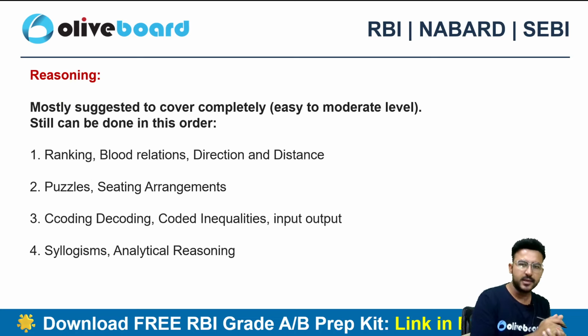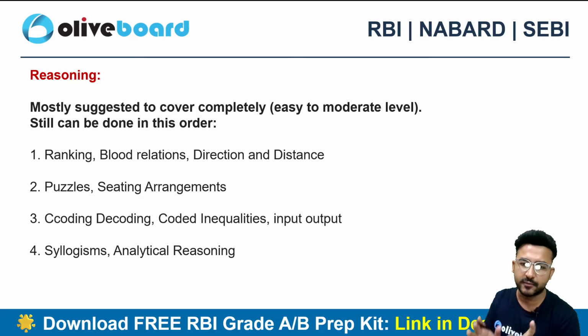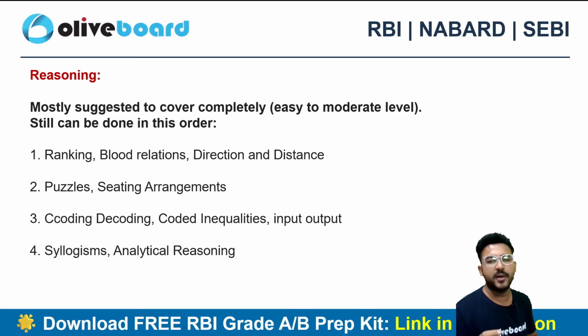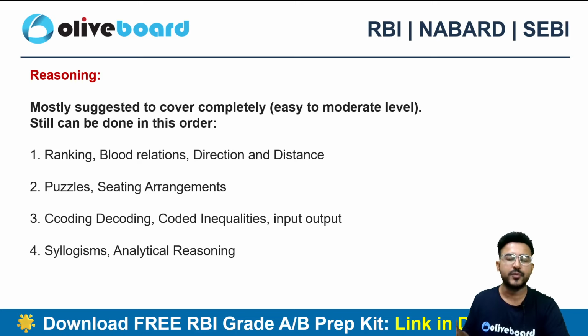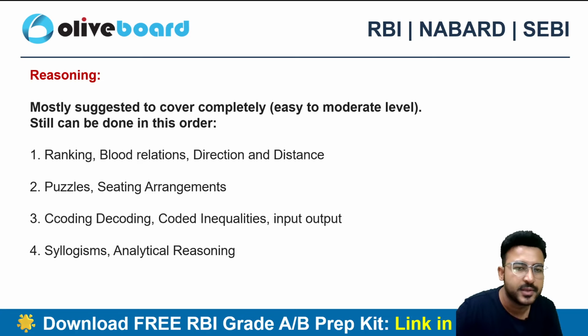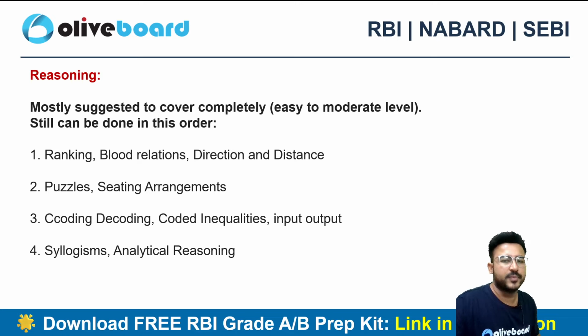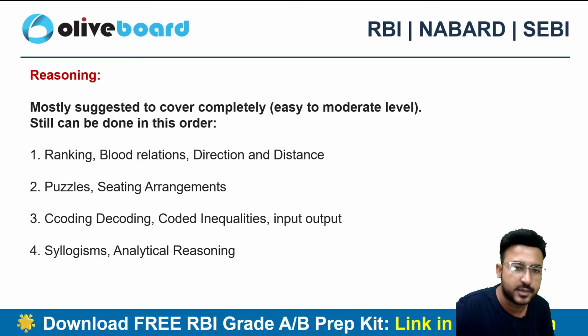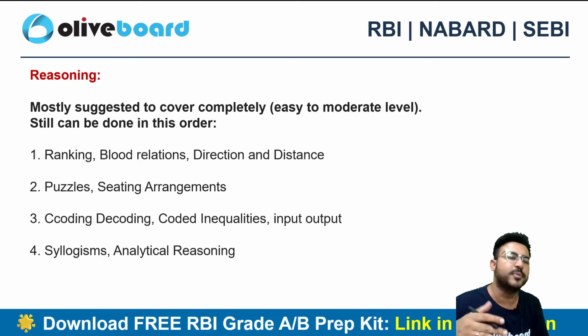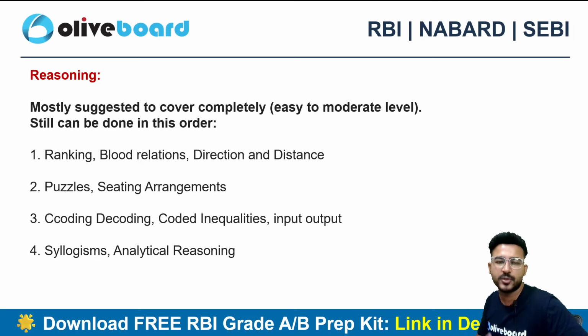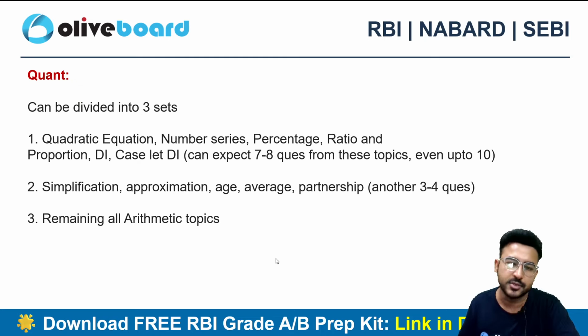If I talk about reasoning, mostly the reasoning part is easy to moderate level only, right? It's not a very high reasoning level like RBI Grade B. So that's a good part, that paper 1 is not so difficult. You can easily manage the cutoff, right? I suggest completing the full reasoning, but easy to moderate topics can be covered first. You can give priority to ranking, blood relations, directions and distance, puzzles and sitting arrangement, coding-decoding, analytical reasoning and so on. This will definitely give you high marks.